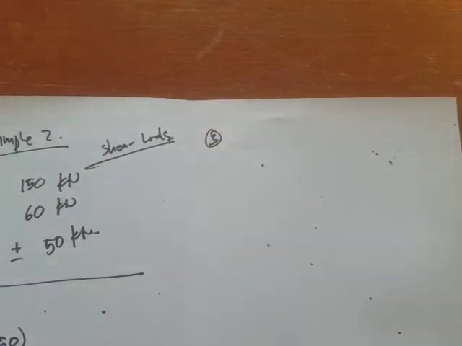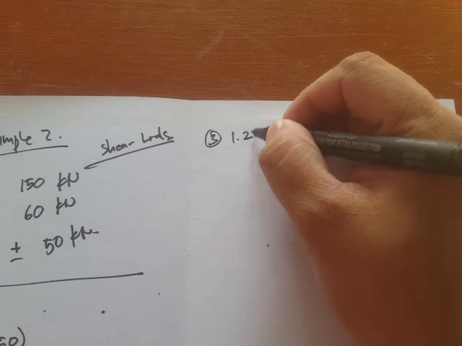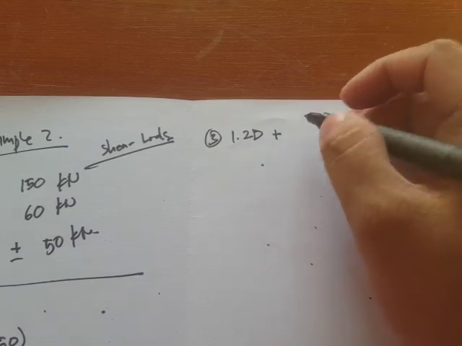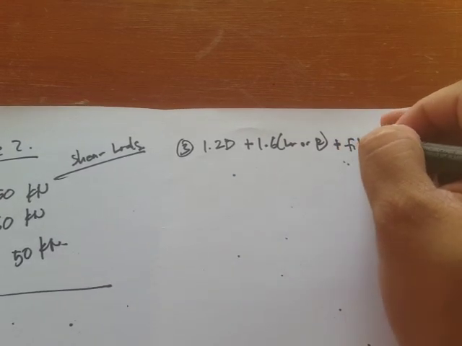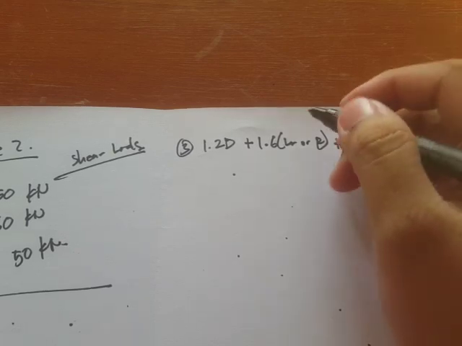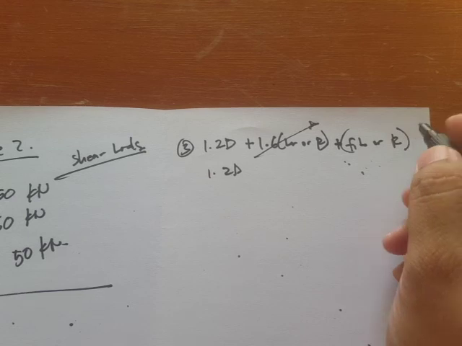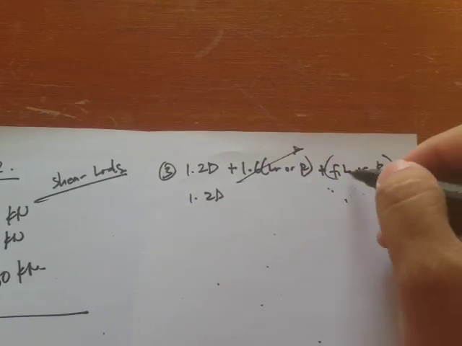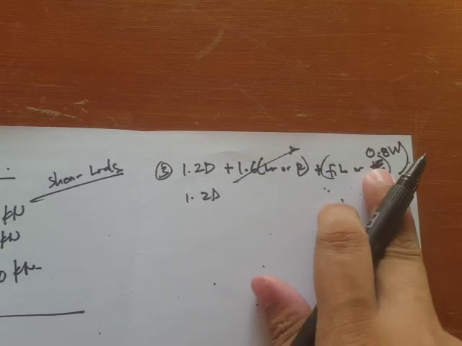As for the third combination, we have these loading conditions: 1.2 dead plus, okay, the second term we'll just write down 1.6 LR or R, and then the third term plus F1 L or R. Okay, so since we don't have this second term, but we have, alright, so for this, sorry, this is F1 L or, sorry, this is 0.8 wind. Okay, so that's 0.8 wind.